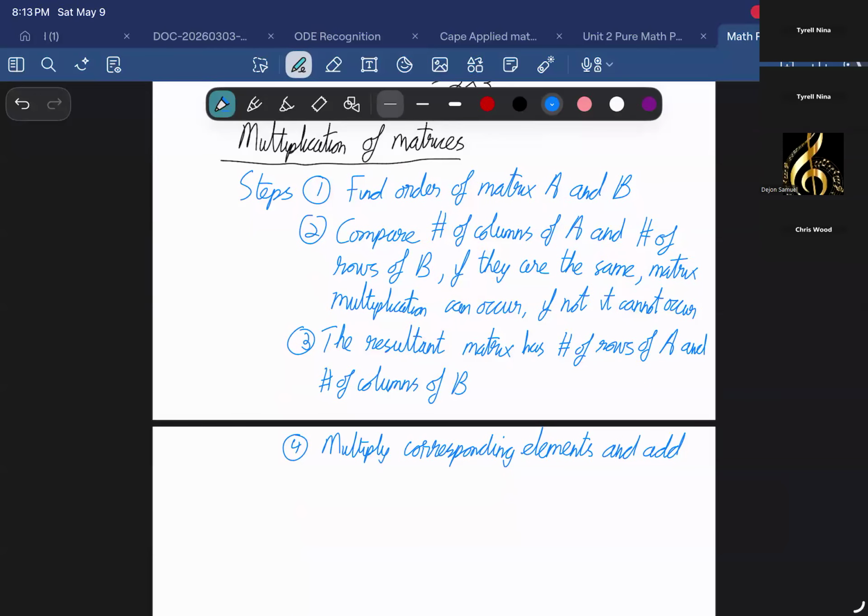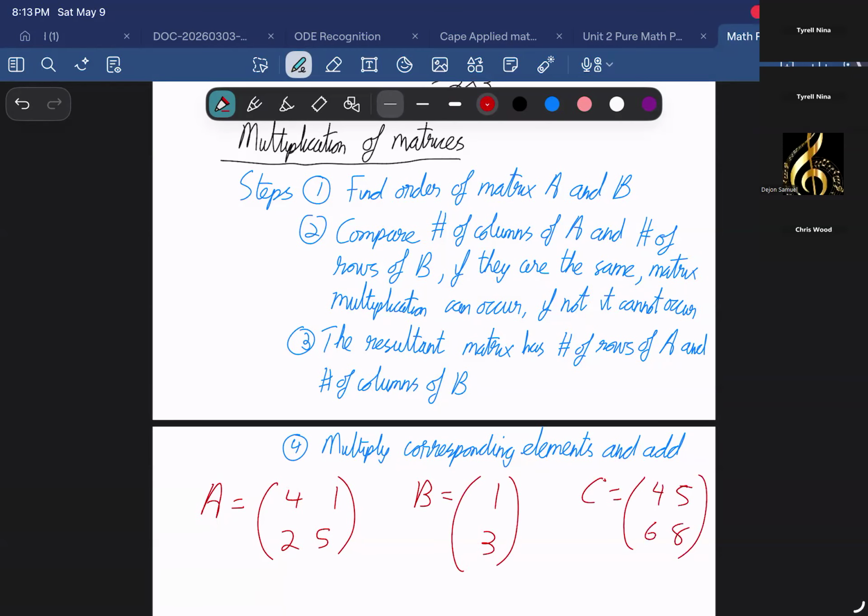So what I'm going to show you here. Let's say I have some matrix A, which is 4, 1, 2, 5. Let's say I have B, which is 1, 3. And let's say I have some matrix C, which is 4, 5, 6, 8. Right? Say I have a matrix like that. Actually, let's do 1, 3, 3, 2, 5, 9.